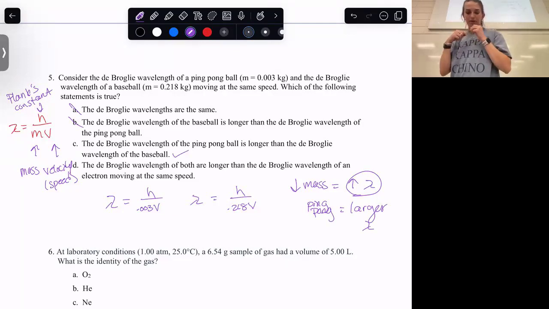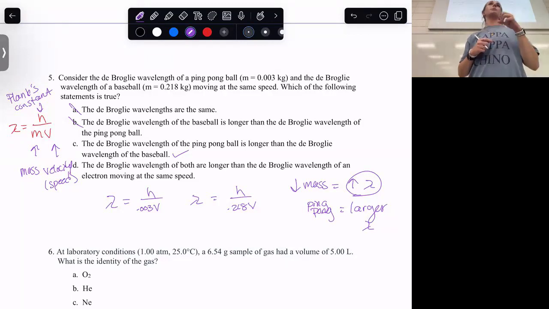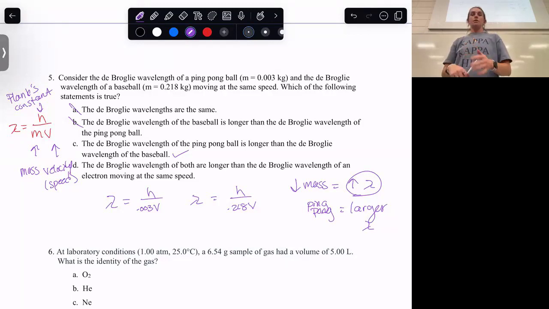The de Broglie wavelength of both are longer than the de Broglie wavelength of an electron moving at the same speed. No, right? Is an electron smaller or bigger than a ping pong ball? It's smaller, right? It has an exponent times 10 to the negative 19. That's the charge, negative 34. So if that negative 34 is in the denominator, that means we're going to have a really, really big de Broglie wavelength. So that would actually be the longest wavelength. This one is also incorrect. So C is your correct choice here.